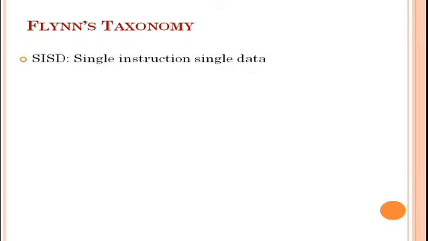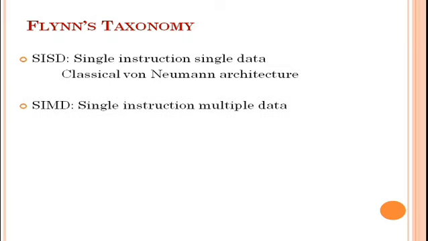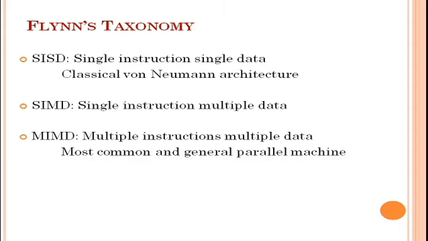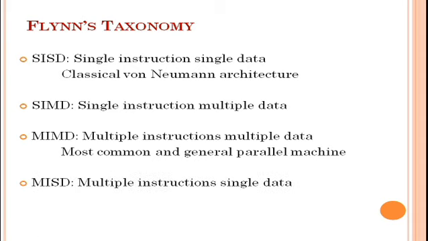Coming to the first one in Flynn's taxonomy, that is SISD, single instruction, single data, which is the classical von Neumann architecture. Then the second one, SIMD, single instruction, multiple data. And the third one, MIMD, that is multiple instructions, multiple data, which is the most common and general parallel machine. And MISD, that is multiple instruction, single data.